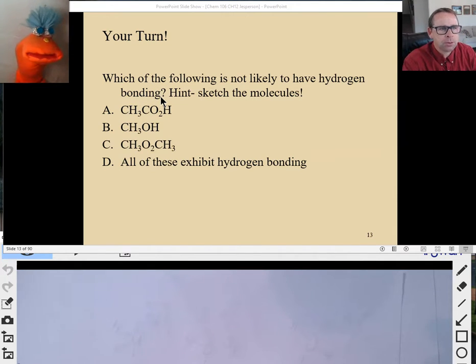I don't know these molecules. How am I going to sketch them? That's a good question. And we have to learn a little bit more about what's being described when we see this sort of thing. CH3CO2H.